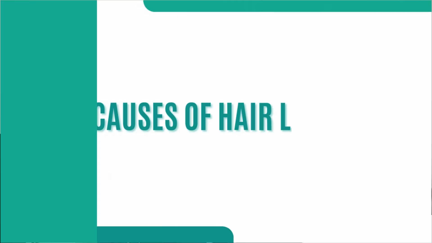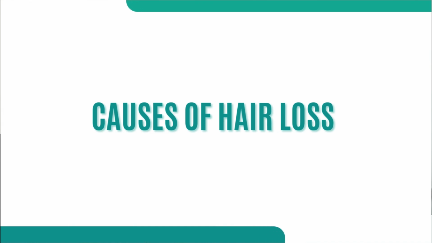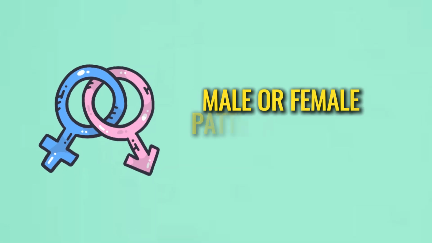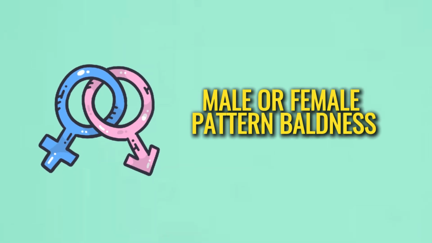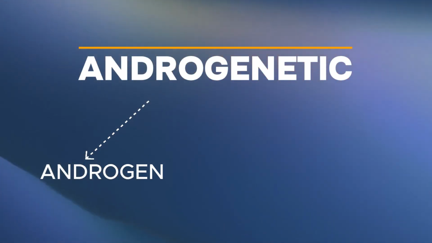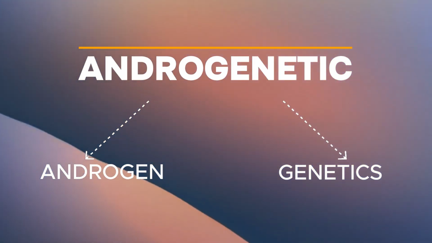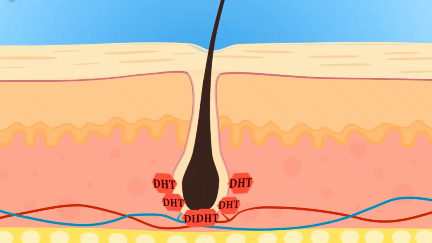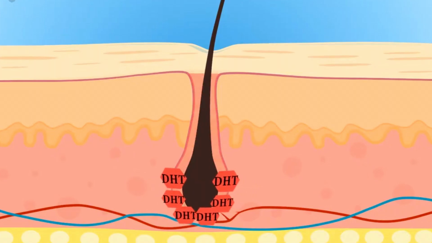So, there are many causes. The most common is called androgenetic alopecia or male or female pattern baldness. The word androgenetics comes from androgen, which means hormone, and genetics, which means hereditary. Simply put, androgenetic alopecia or male-female pattern baldness is a predisposed sensitivity to DHT.